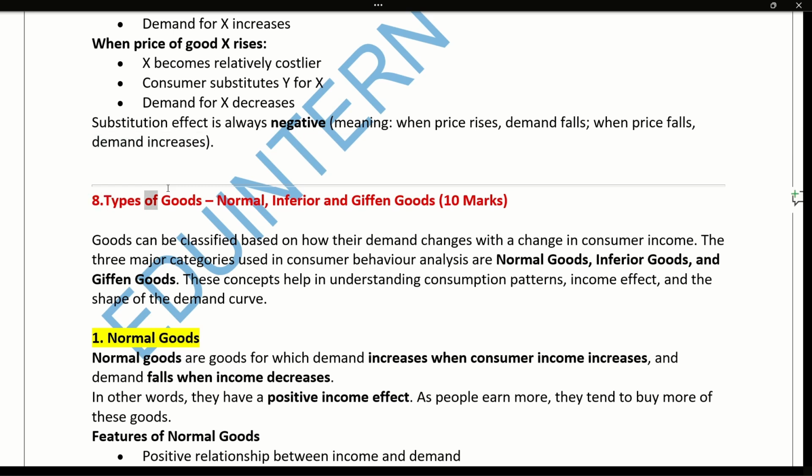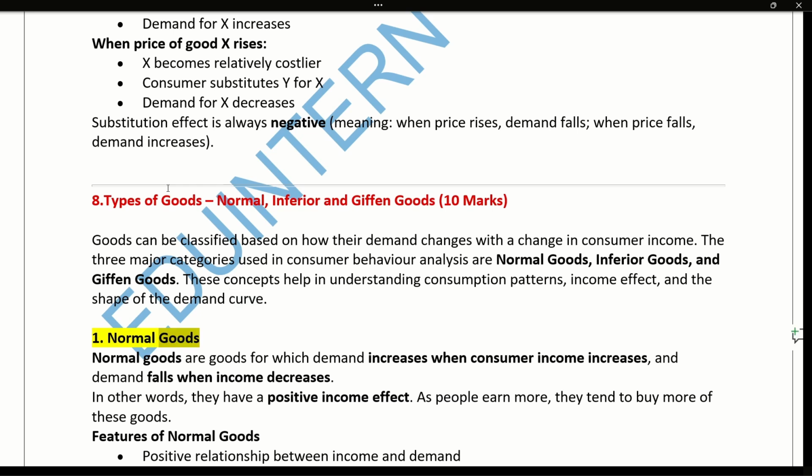8. Types of goods: normal, inferior and Giffen goods, 10 marks. Goods can be classified based on how their demand changes with a change in consumer income. The three major categories used in consumer behavior analysis are normal goods, inferior goods, and Giffen goods. These concepts help in understanding consumption patterns, income effect, and the shape of the demand curve.